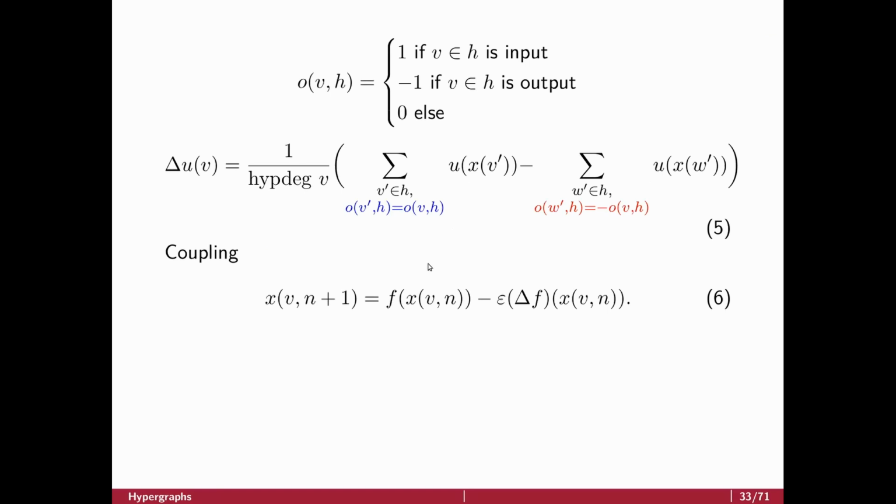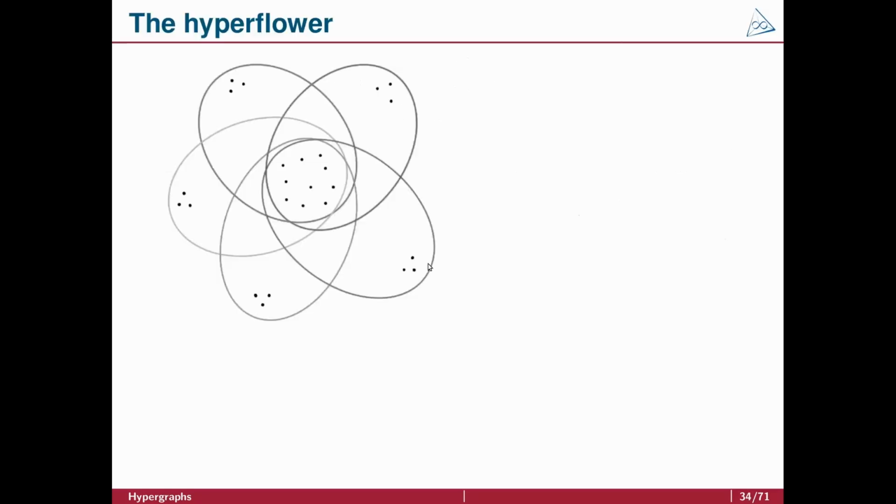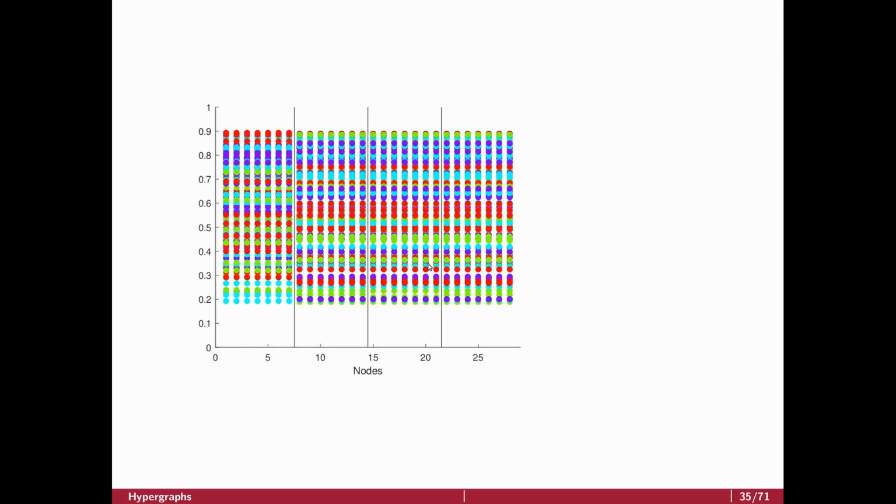We have some chaotic function, tent map or logistic function or whatever you want, which by itself generates chaotic behavior, but then we have this diffusive coupling term with the Laplace operator. And so again, we do it on the hyperflower because we understand the hyperflower. And so we try to see what is happening there.